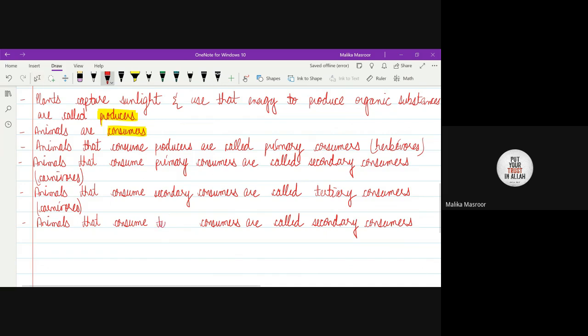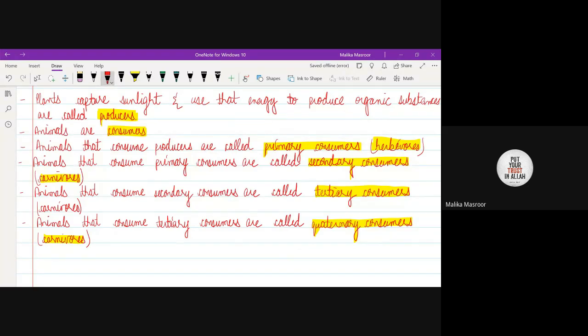Tertiary consumers are called quaternary consumers. Again, they are also consumers. Carnivores. Okay, so primary consumers, herbivores; secondary consumers, carnivores; tertiary consumers, carnivores; quaternary consumers, carnivores.